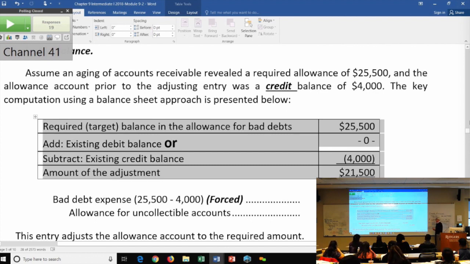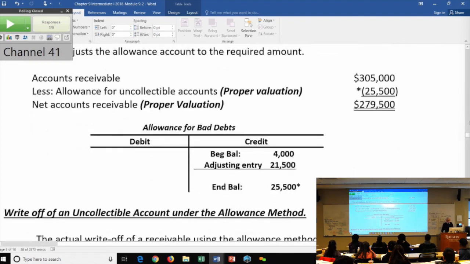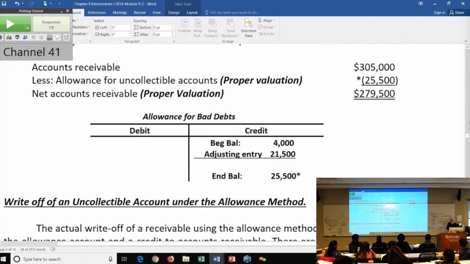So now the point is that you have forced the expense to get the allowance that you want. So the proper valuation is on the allowance for bad debts and the net realizable value. So those are the two methods.